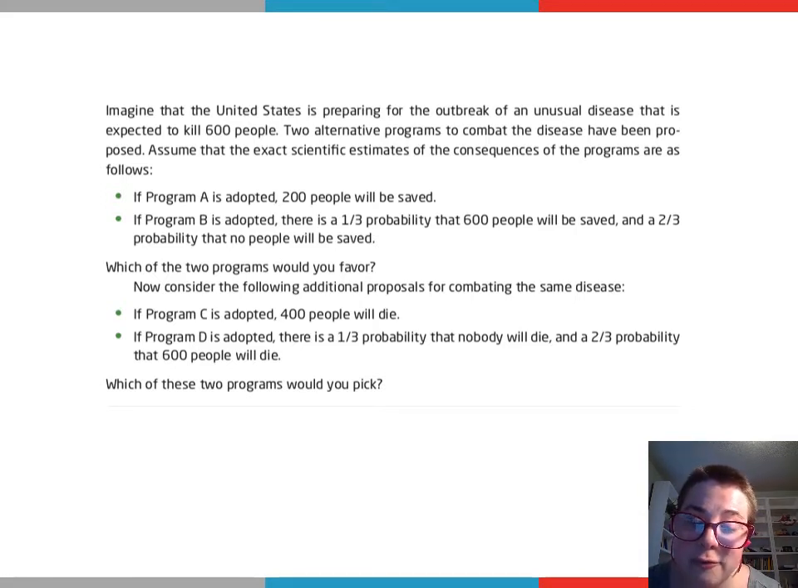Now consider the following additional proposals for combating the same disease. If program C is adopted, 400 people will die. If program D is adopted, there is a 1/3 probability that nobody will die and a 2/3 probability that 600 people will die. Okay? Which of these programs would you pick? Right? So first you're choosing between A and B, and then you're choosing between C and D, right? So which programs did you guys pick?